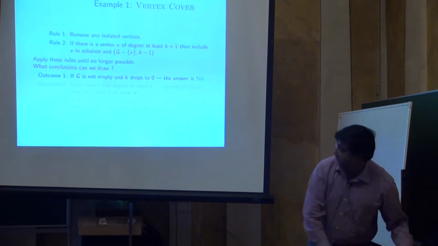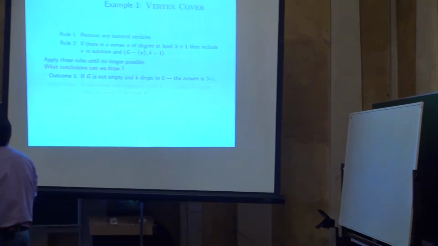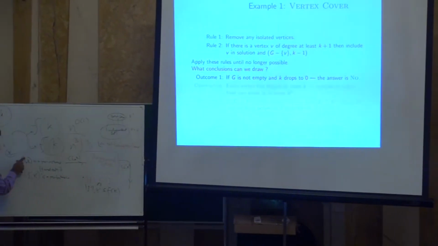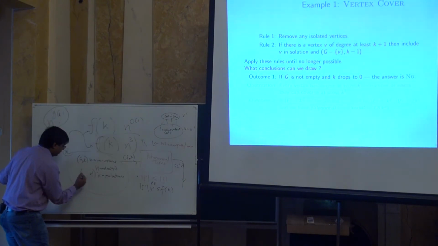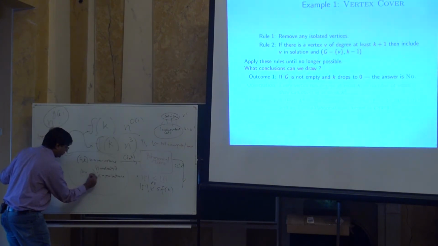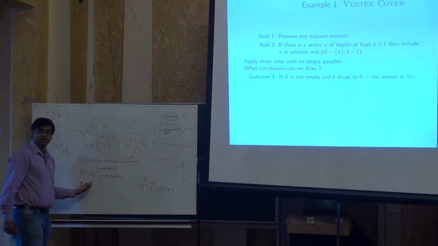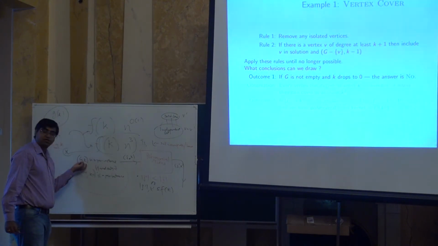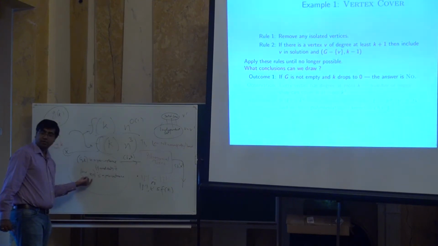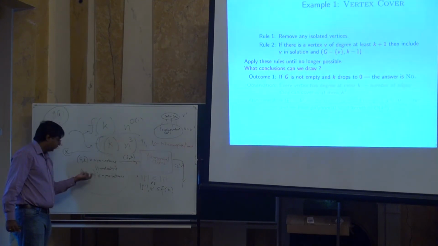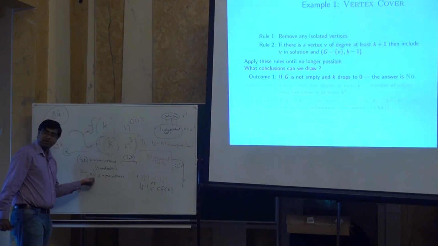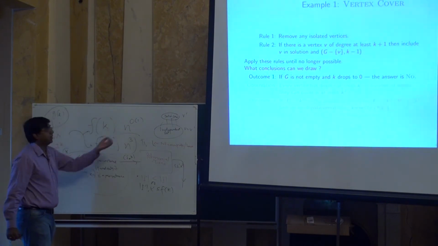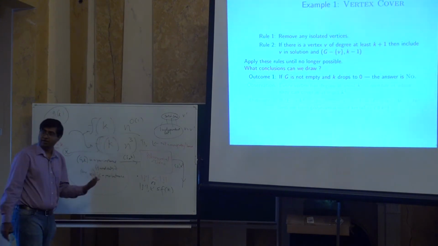What do I mean by safe? What you need to show to be safe is the following: G comma k is a yes instance if and only if G minus V comma k minus 1 is a yes instance. Meaning if you give me a vertex cover of size k here, I can get a vertex cover of size k minus 1 for this graph. If you give me a k minus 1 vertex cover of this, I will be able to get a vertex cover of size k here. And that's clear. If you give me a vertex cover of size k minus 1, I can obtain a vertex cover of G by adding V to my vertex cover and get a vertex cover of size k.